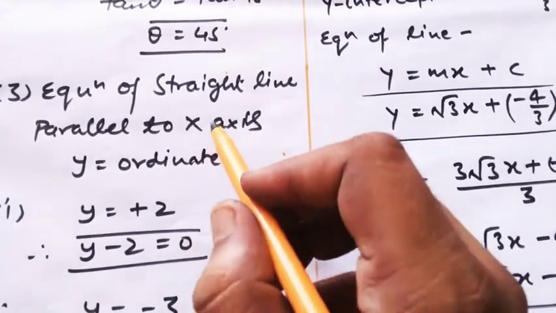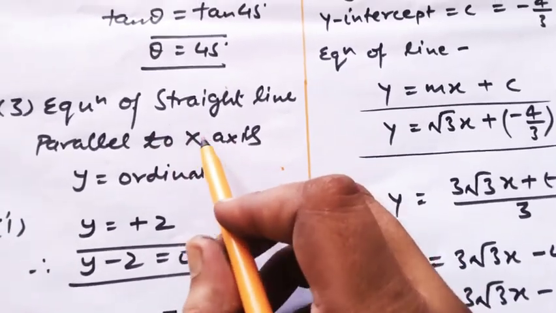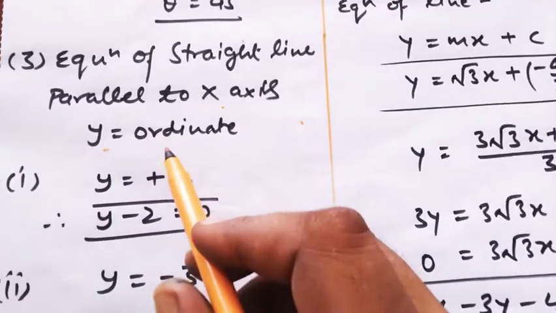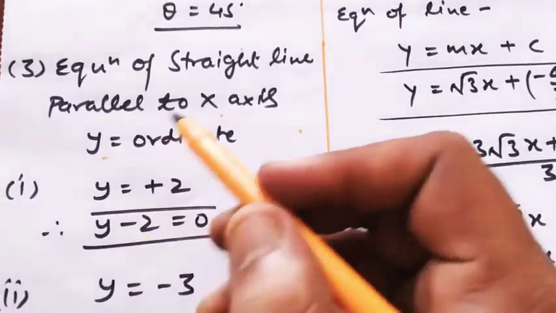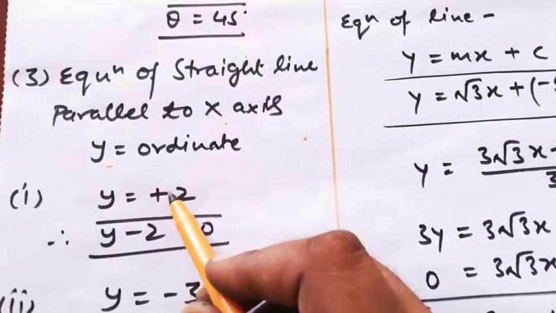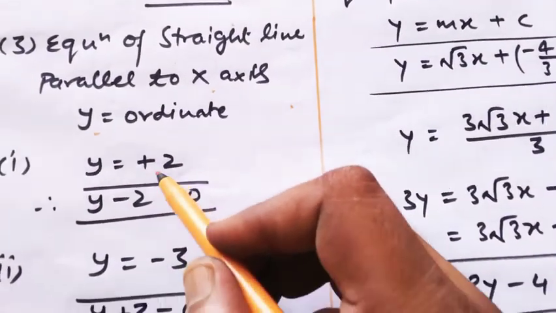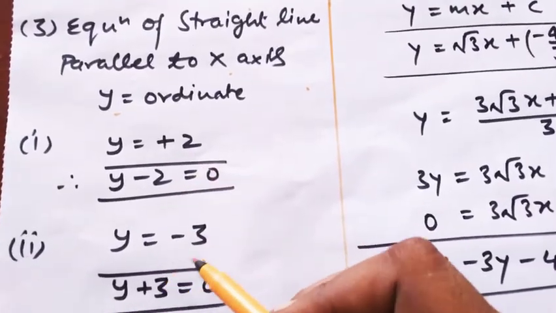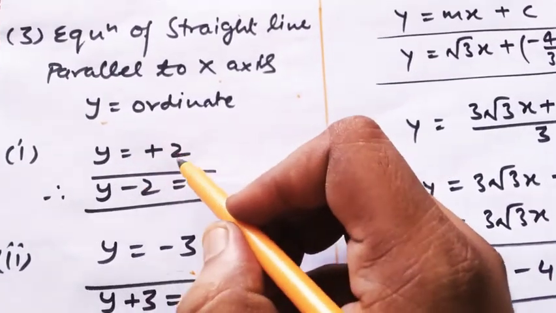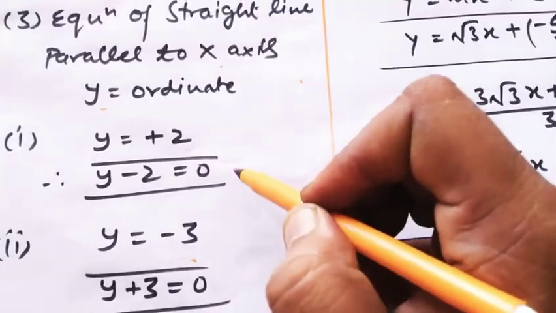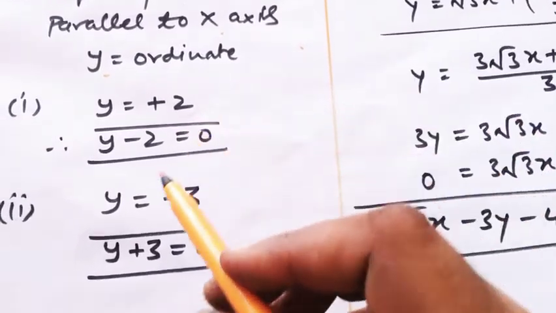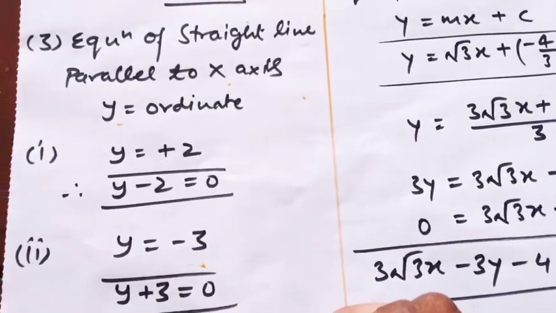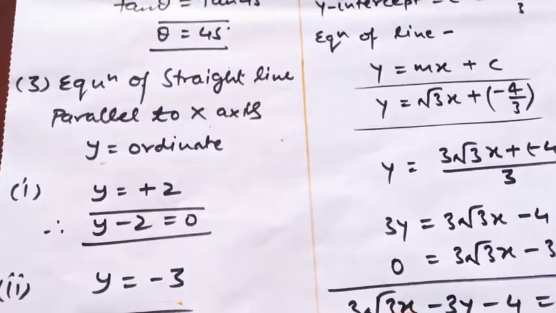In the third question, we have to find the equation of a straight line parallel to the x-axis, where the ordinate is given. We know that the equation of a line parallel to the x-axis is y is equal to the ordinate. Here the ordinate is above, plus 2, so y is equal to plus 2. If the ordinate is below, such as minus 3, then we take minus 3. From here, y is equal to plus 2, that means y minus 2 is equal to 0. This is the equation of a straight line parallel to the x-axis. And if y is equal to minus 3, then y plus 3 is equal to 0. This is the equation of a line parallel to the x-axis.